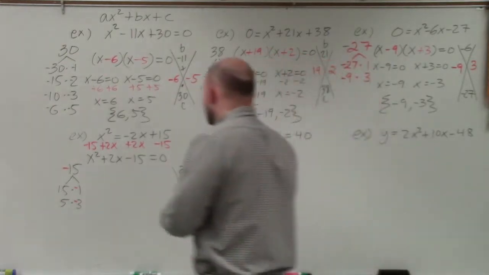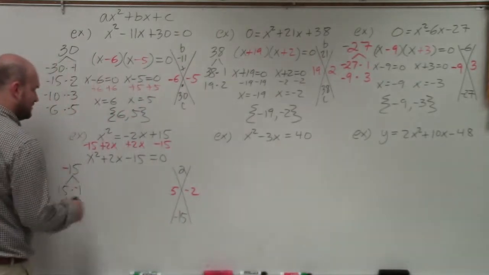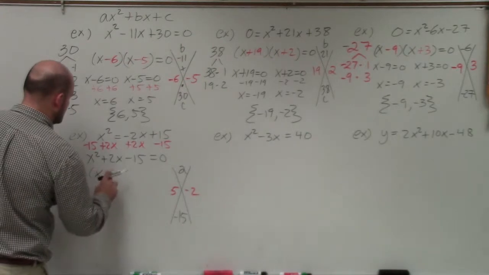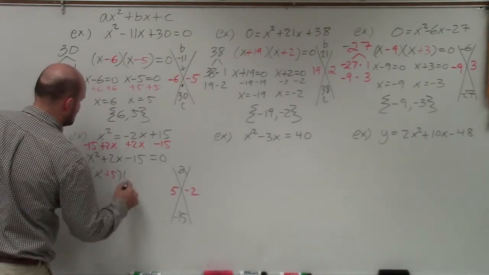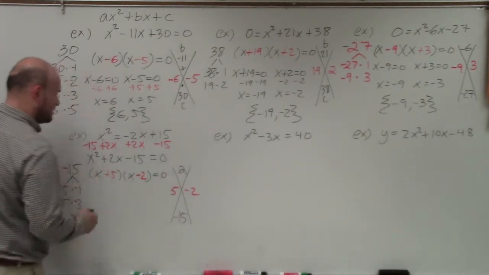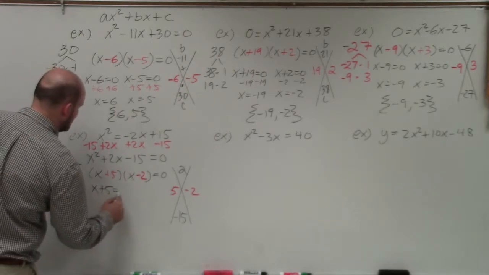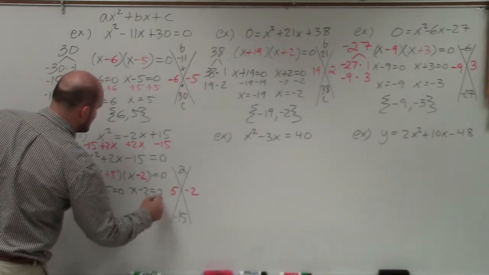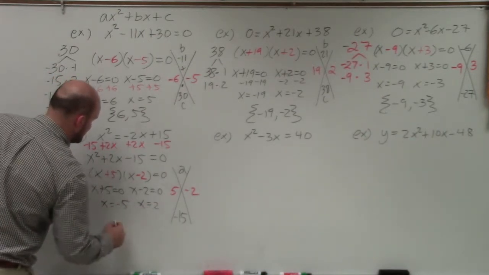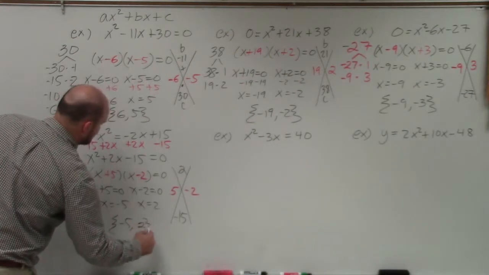So you can see the only numbers that work and give you positive 2 are positive 5 and negative 2. Again, write them as the product of two binomials. So that's x plus 5 times x minus 2 equals 0. Now you set both factors equal to 0. So x plus 5 equals 0 and x minus 2 equals 0. Solve for x: x equals negative 5, x equals 2. Solution set: negative 5, positive 2.